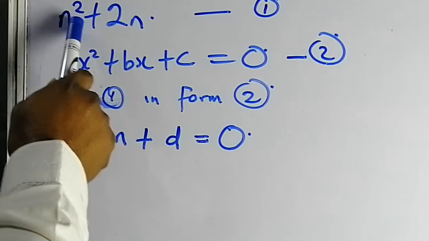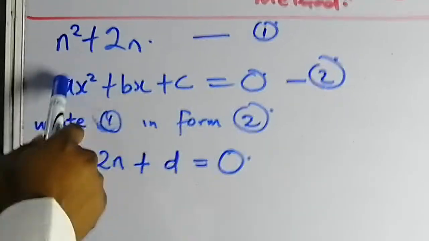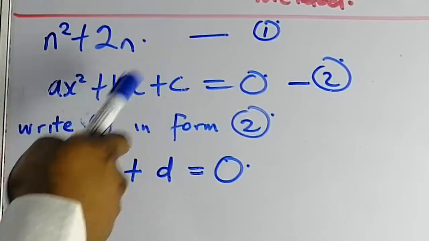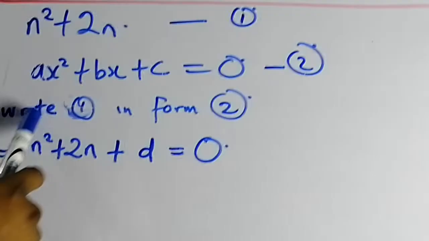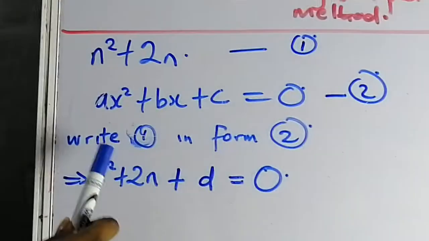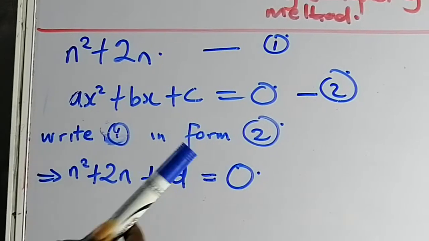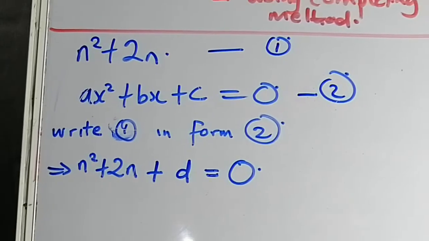It's very simple. I named this one as equation 1. This one is the normal general quadratic equation, which can be anything: ax squared plus bx plus c equals 0. So I'm writing 1, which is this one here, in the form of this 2 here. I'm just introducing this because we don't know the value of this d. Do you understand me now?